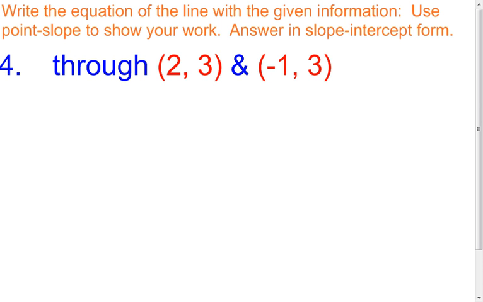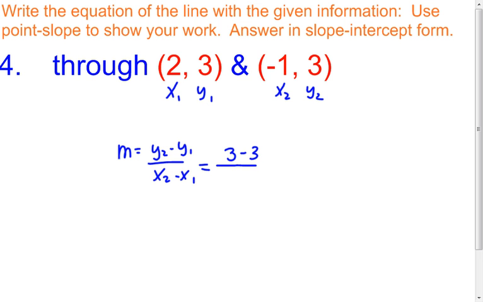All right, again, I gave you two coordinates. When I've given you two coordinates, you've got one, so this is x1, y1, this is x2, y2. No matter what formula you use, you are going to need to know your slope. So the first thing I will do is find my slope. Just a reminder that your slope is y2 minus y1 over x2 minus x1. So your y2 is 3, your y1 is 3, your x2 is negative 1, and your x1 is 2. So I have 0 over negative 3, which is 0.